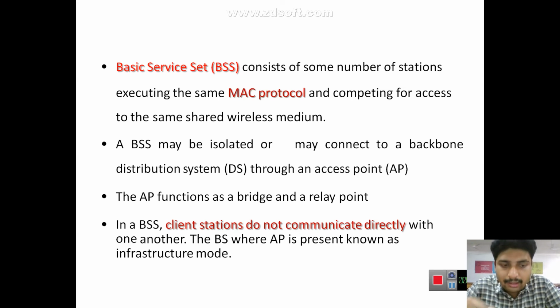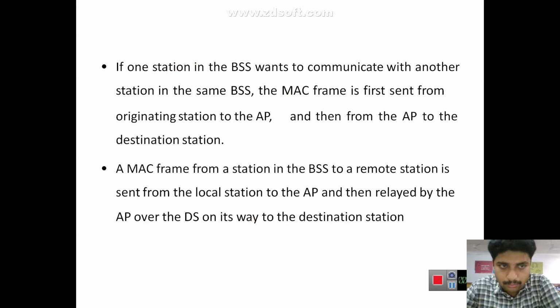Next, in a BSS there are client stations and a server station. In a basic service set, the client stations do not communicate directly with one another, so they are not able to communicate. This is known as the infrastructure mode. If one station wants to communicate with another in the same set, then it is able to transfer data to the destination station. For example, if one station wants to send packets to another, it is able to reach the destination node using the same MAC frames.